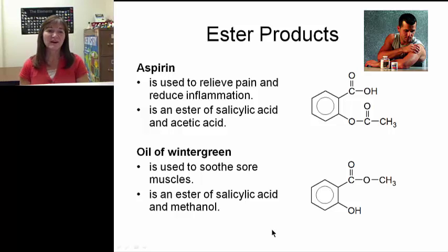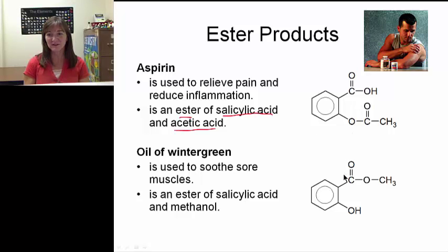Some ester products. So we made aspirin in lab. Aspirin is used to relieve pain and reduce inflammation. It is an ester of salicylic acid. So that's what we did in lab. We measured out some salicylic acid, and we used acetic anhydride, which then turned into acetic acid during the reaction. And so when you mix salicylic acid with acetic acid, you end up making this ester.